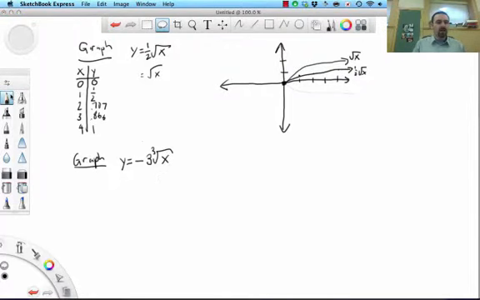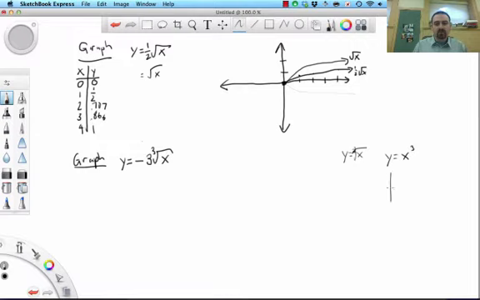Okay, so now let's look at how to graph y equals -3 times the cube root of x. Same idea here, we're going to approach it the same way. We have to remember what the cube root function looks like. Remember, the cube root function is the inverse function of y equals x cubed.